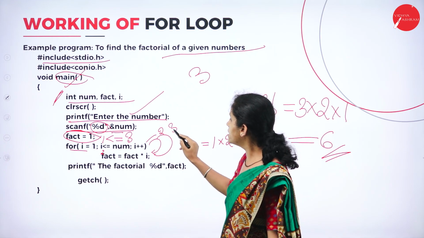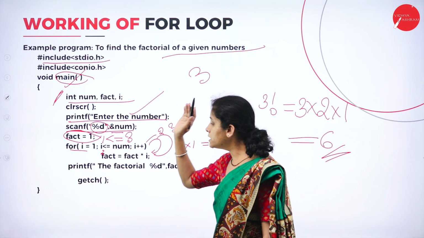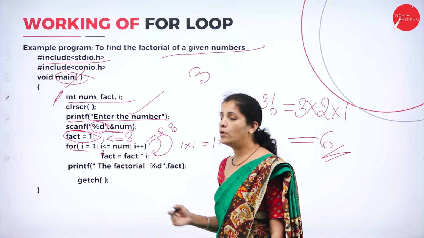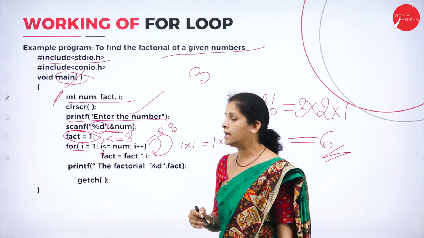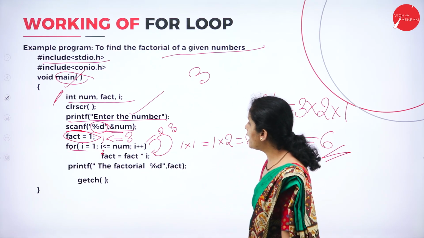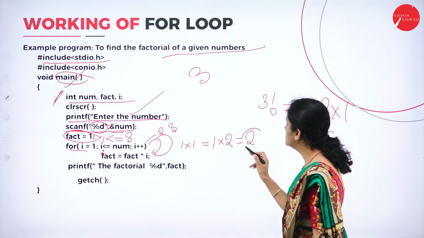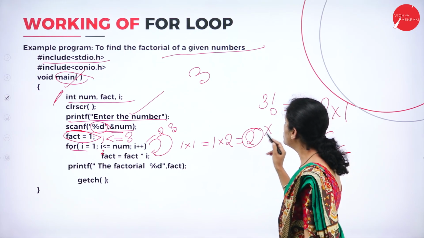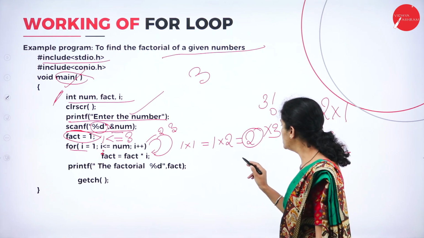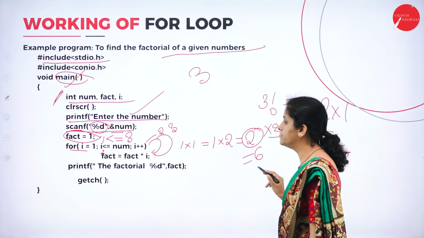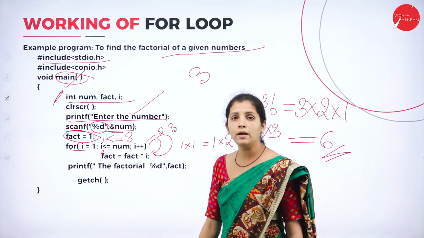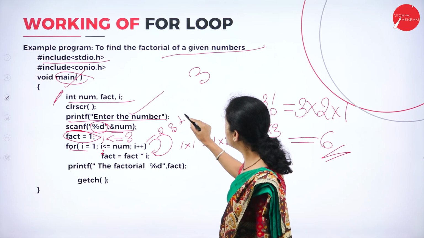Now I is 3. Now 3 less than or equal to 3. It is true. So I'm going to find the factorial. That is fact equal to fact into I. So what is fact? That is 2. And what about I? It is 3. 2 into 3. It is 6. Now I is going to increment by 1. Now I is 4.